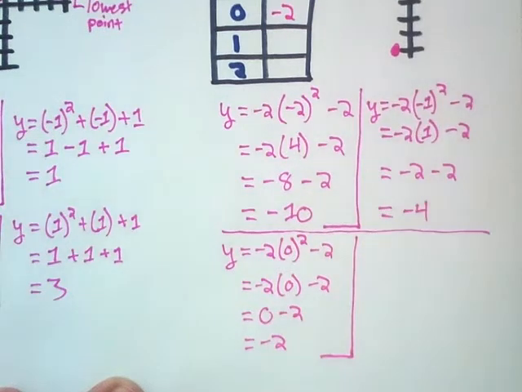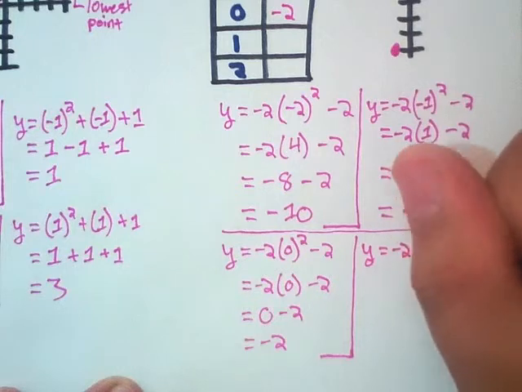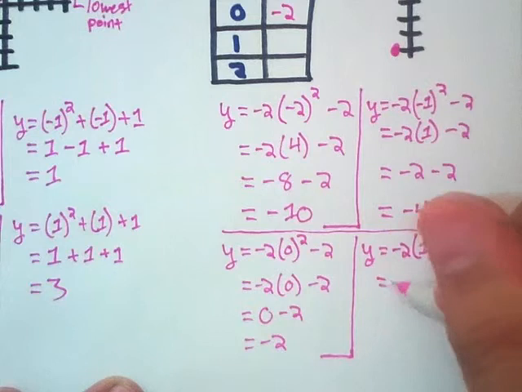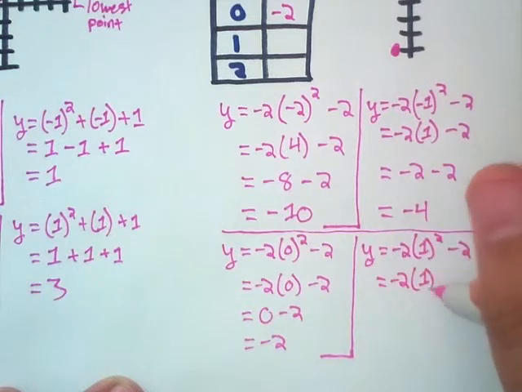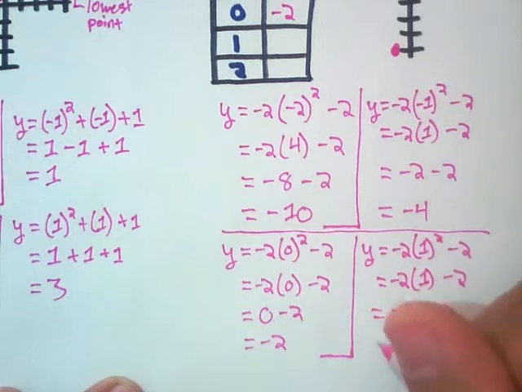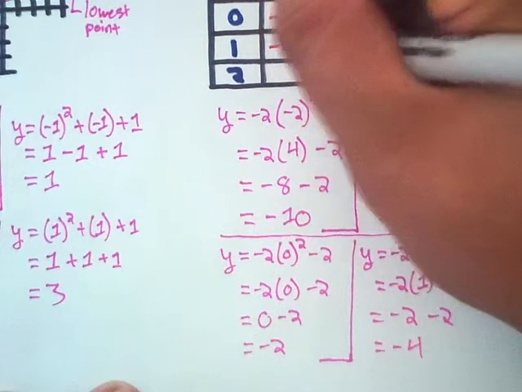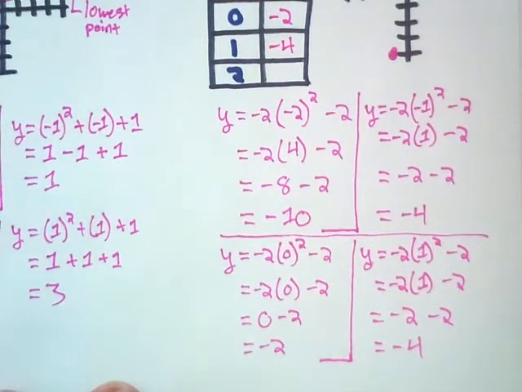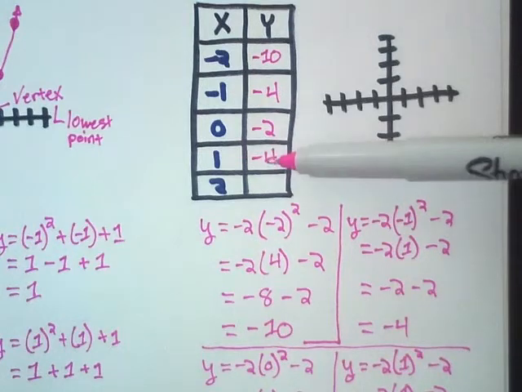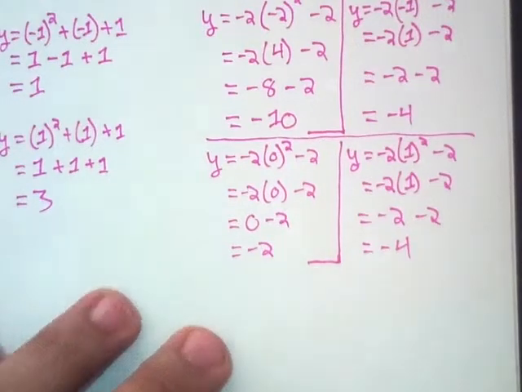Now let's plug in 1. So, y equals negative 2 times 1 squared minus 2. Well, 1 squared is still 1. Very exciting, I know. And negative 2 times 1, that's negative 2. And then we take away the 2, we get negative 4. It's like the values are coming back on us now. So, using the prediction stuff from before, negative 1 was negative 4, and 1 was negative 4. I'm willing to bet positive 2 should be negative 10.